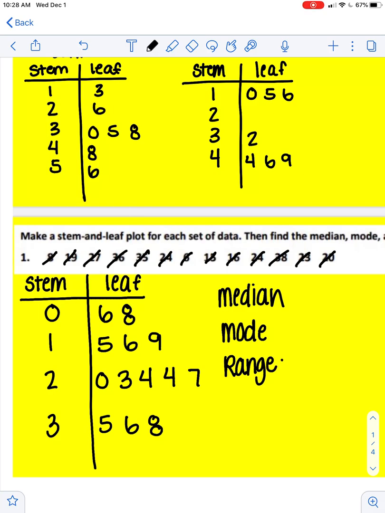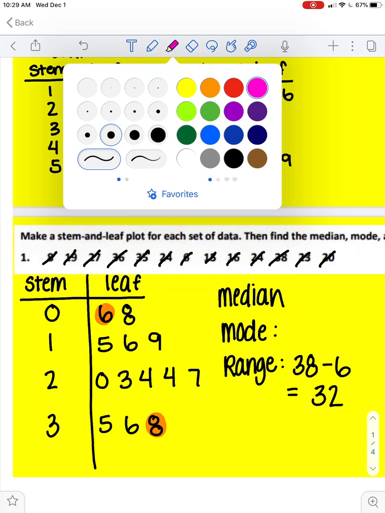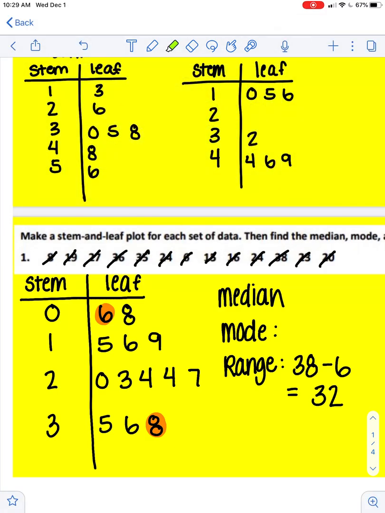So let's start with the range right here. I can see my very last number, or my biggest number, is 38. And I can see my smallest number, or my very first number, is 6. So I'm going to have 38 minus 6 to give me a range of 32. My mode is going to be any number that appears more than once. So looking here, I've got 24 and 24. So my mode would be 24.